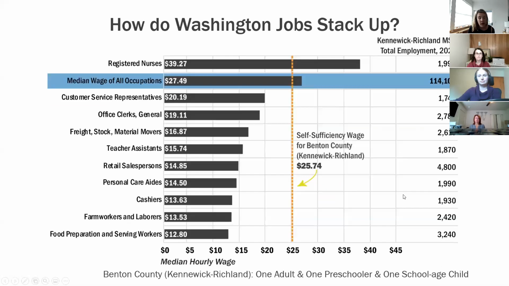So moving along to the next representation, we've looked at the Kennewick-Richland region. We chose the Kennewick-Richland self-sufficiency wage of $25.74 per hour for one adult, one preschooler, and one school-aged child, because that's close to the median across the state of Washington for this family type, $25.74. So this figure can be fairly representative of what's happening in other places across Washington state.